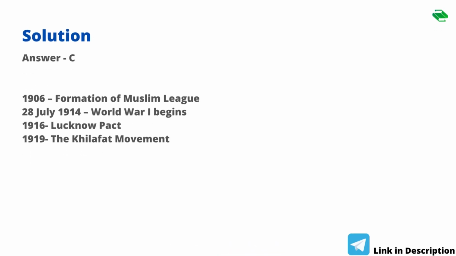Answer is C. The correct sequence is as follows. In 1906 the Muslim League formed, and on 28 July 1914 World War I begins, and in 1916 the Lucknow Pact, and in 1919 the Khilafat movement started.